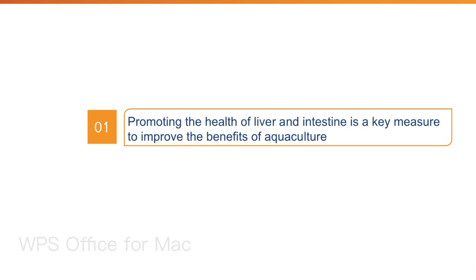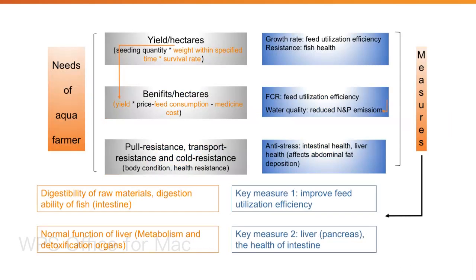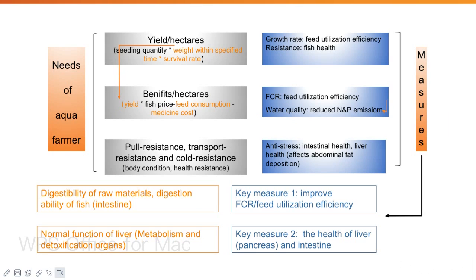So first, let's discuss why we say promoting the health of liver and intestine is a key measure to improve the benefits of aquaculture. As we know, farmers concern about the yield and the benefit. That means they care about how many aqua and how much money they can get from the pond, and also they care about the poor resistance and transport resistance of the aqua while selling and transportation.